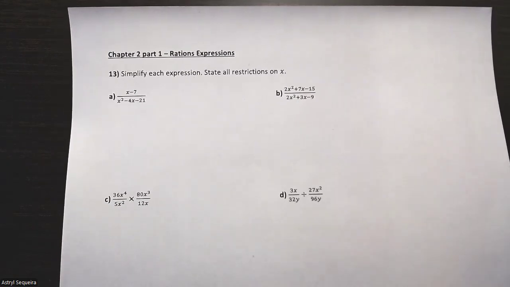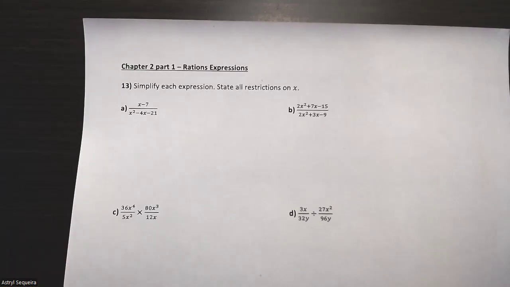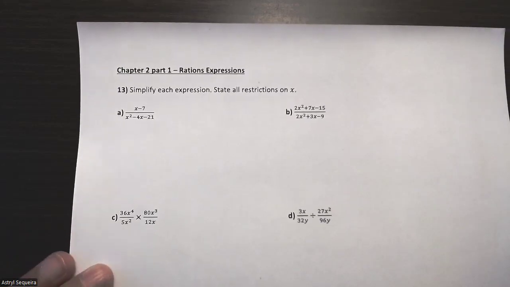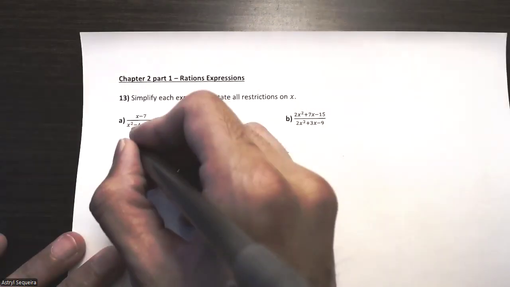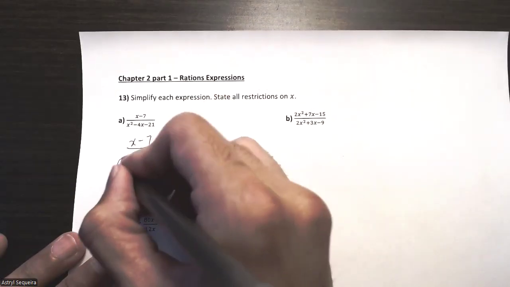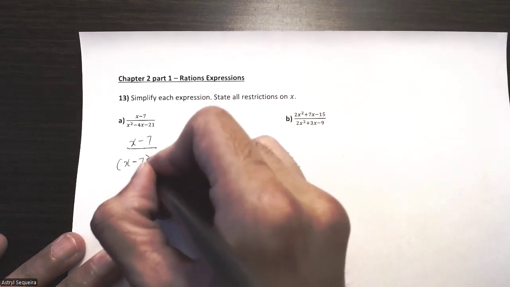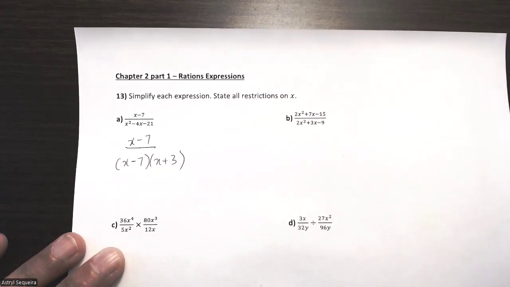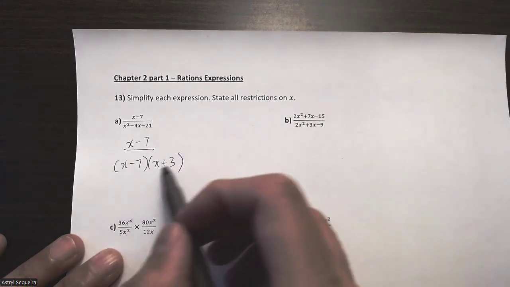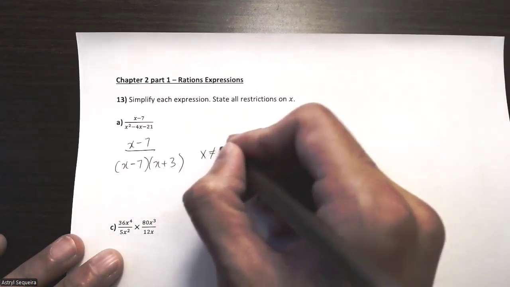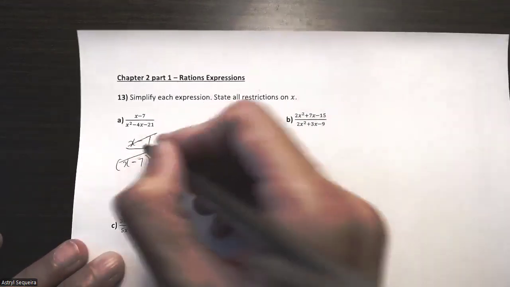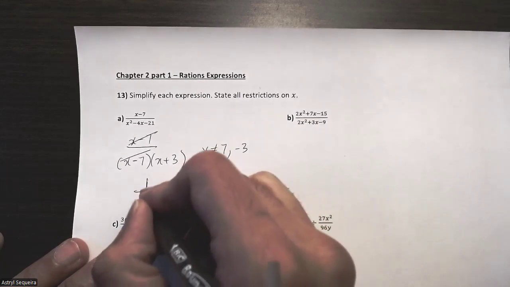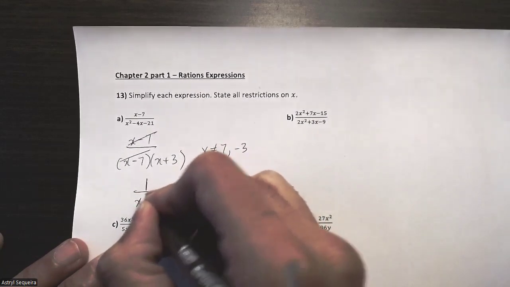Okay, next we have some rational expressions. So the steps are factor, then state restrictions, and then simplify. So let's start with factoring. I can factor the bottom of this one with my X method. So it's just going to be (x minus 7)(x plus 3). Then I'll state my restrictions, which are based on the denominator. So x cannot equal 7 or negative 3. And then I'll simplify. I can cancel out x minus 7, so I'm just left with 1 over x plus 3.